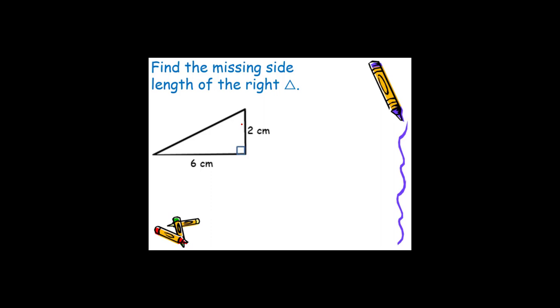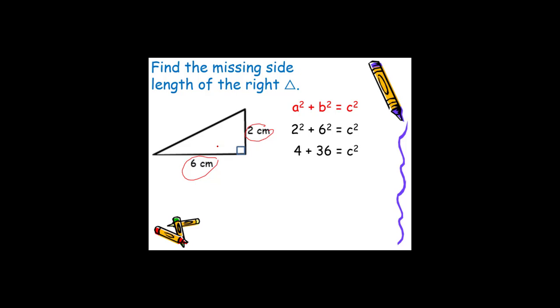We'll begin by writing down the Pythagorean theorem and substituting. Remember, A and B are interchangeable, so 2 you could substitute for either A or B, and once we substitute one in for A, the other one would be B. So in this case, I'm writing 2 squared plus 6 squared equals C squared. I could have easily written 6 squared plus 2 squared equals C squared. It was just my choice.